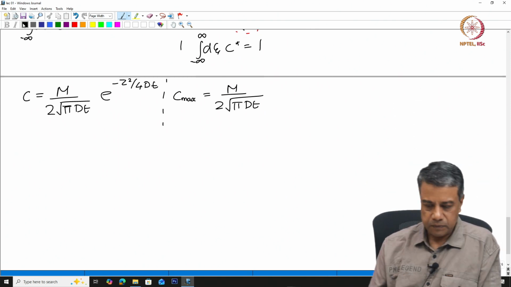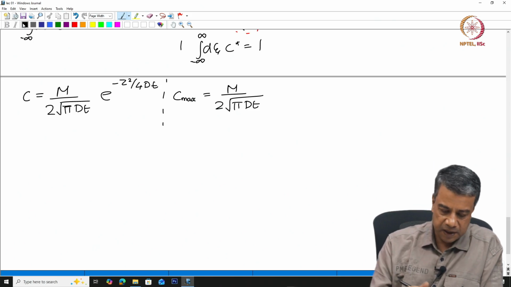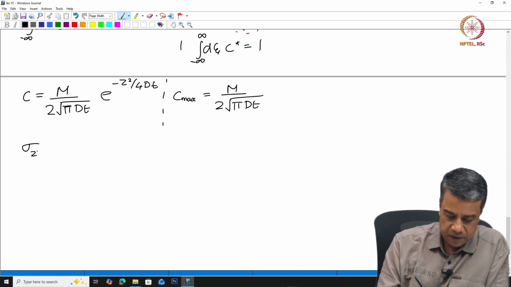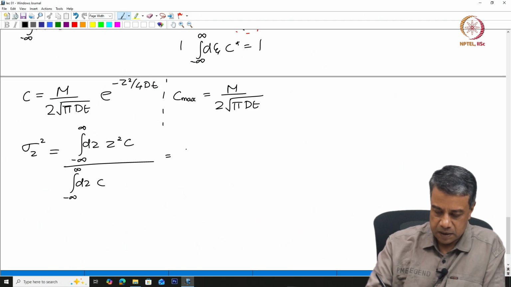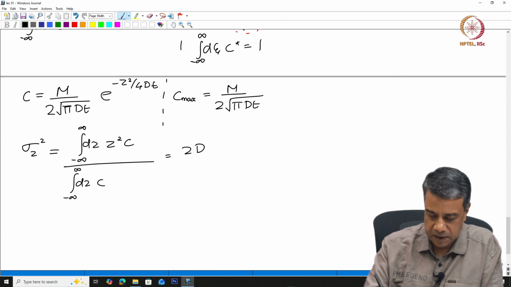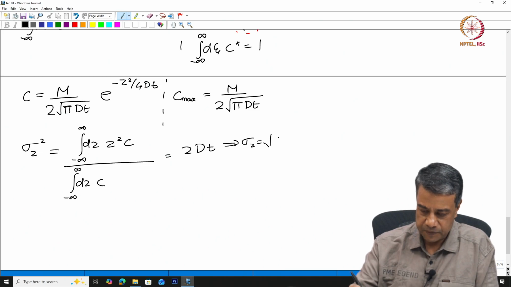You can find out the extent of spreading of the pulse by taking the variance of the concentration field, sigma z square, which will be equal to integral minus infinity to infinity dz of z square c by integral dz of c. This turns out to be equal to 2 times d times t, which implies that the standard deviation sigma z is equal to root of 2 dt.